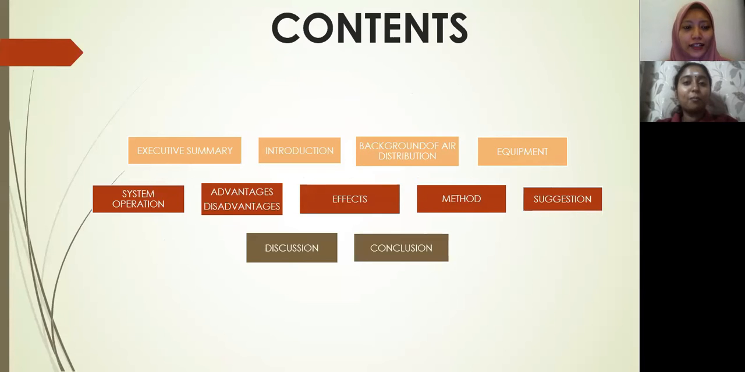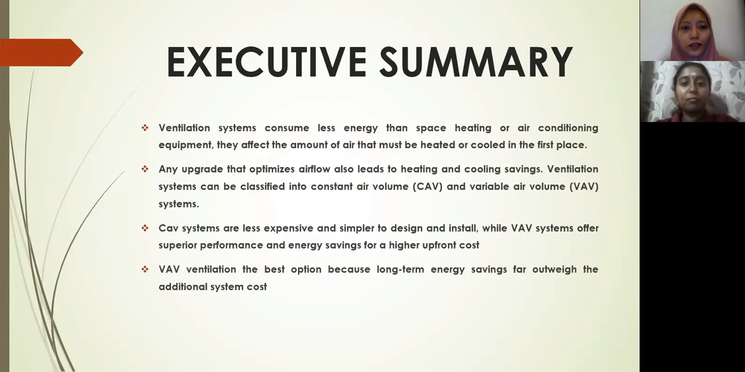First is executive summary, introduction, background of air distribution, equipment, system operation, advantage and disadvantage, effects, method, suggestion, discussion, and conclusion. Okay, for executive summary, ventilation systems consume less energy than space heating or air conditioning equipment.